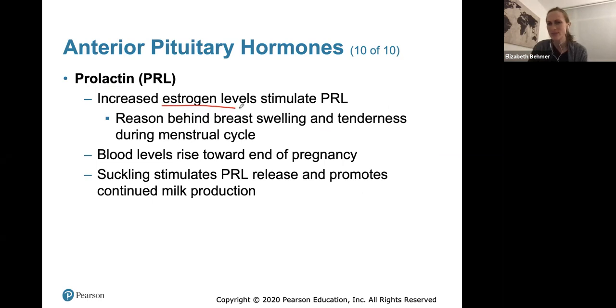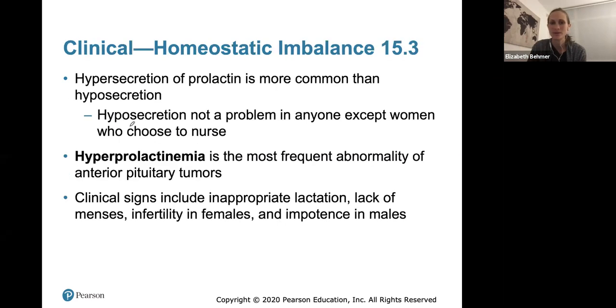Increased estrogen levels stimulate prolactin, because estrogen will be increased during pregnancy to keep the uterus and the growing fetus safe. So increased levels of estrogen will also get prolactin ready to get the mammary glands ready to produce milk. This is the reason behind the breast swelling and tenderness during the menstrual cycle, because these increased levels of estrogen promote prolactin too. Blood levels rise towards the end of pregnancy because the body is getting ready to possibly breastfeed. Suckling stimulates prolactin release and promotes continued milk production.